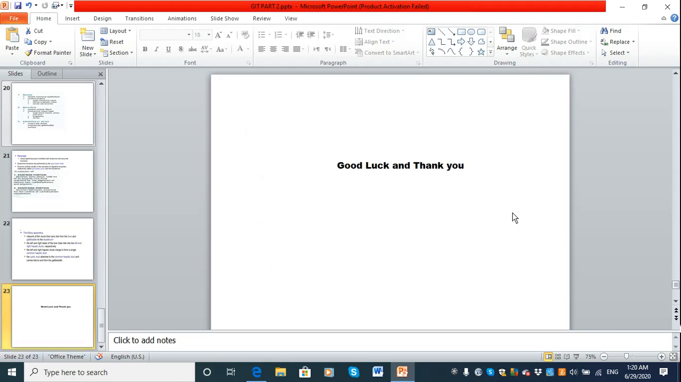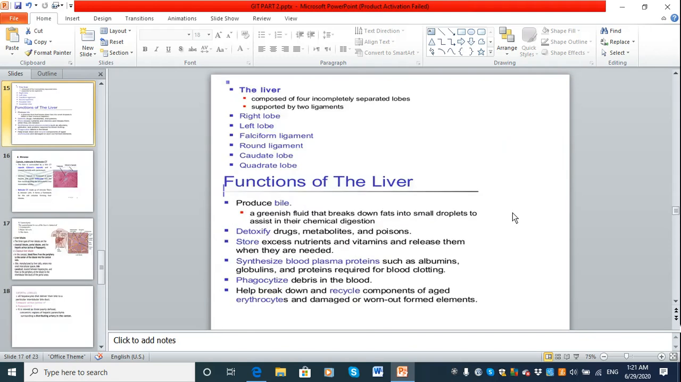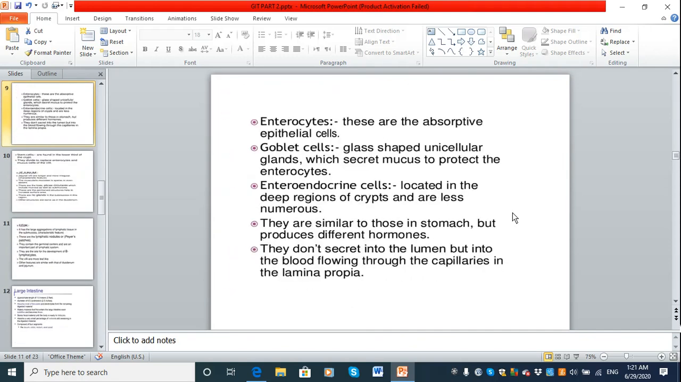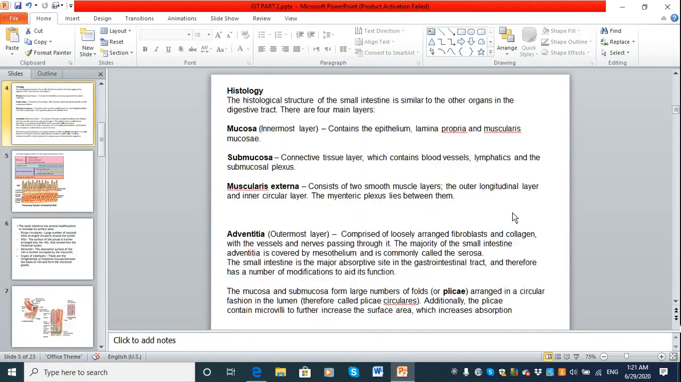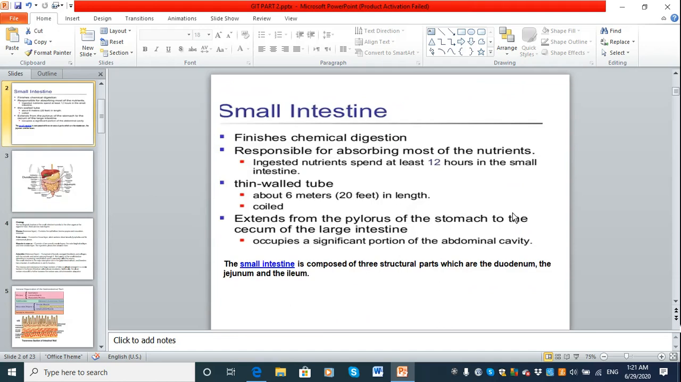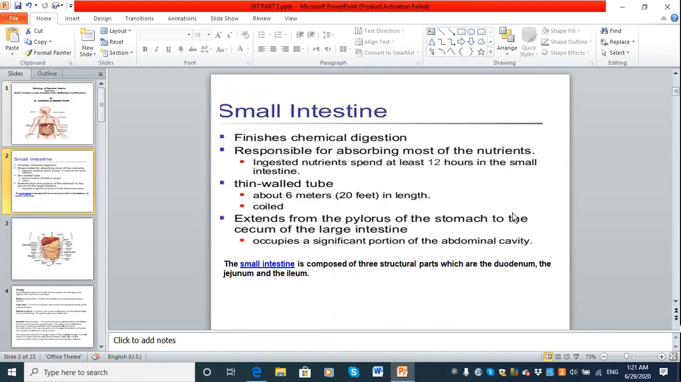So with this slide, my lecture for the digestive system, the whole digestive system, is finished. I would like to go back through each slide and give you what is important. I know the digestive system, part one and part two, is difficult and not easy. But just focus on what I give you from this guide.